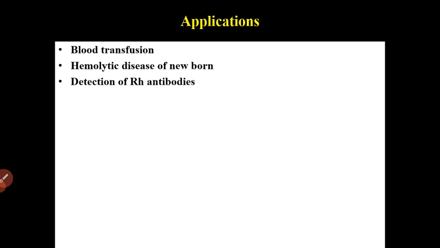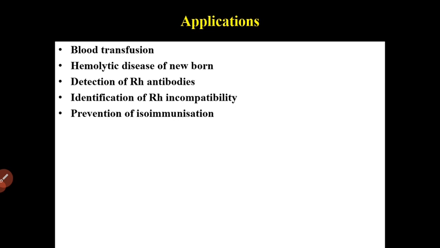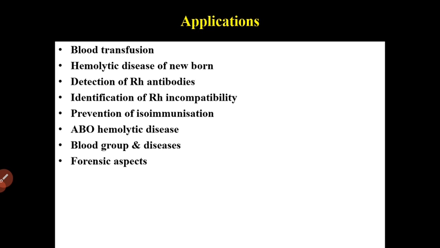As we have studied blood groups, their biochemistry and inheritance, we now understand that they play a very major role in human health. So, blood groups are involved in the following applications. First is blood transfusion, hemolytic disease of newborn, detection of Rh antibodies, identification of Rh incompatibility, prevention of isoimmunization, ABO hemolytic disease, blood group and diseases, and forensic aspects. Fine. Now let's begin.